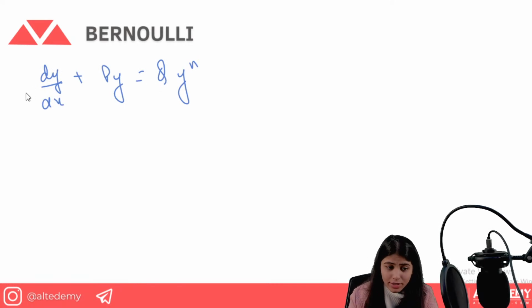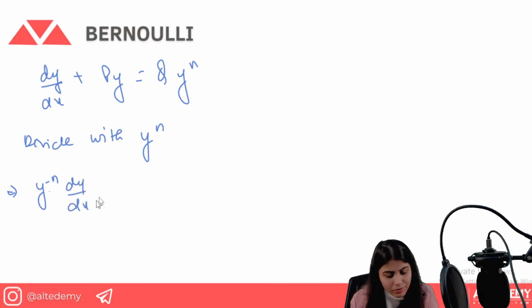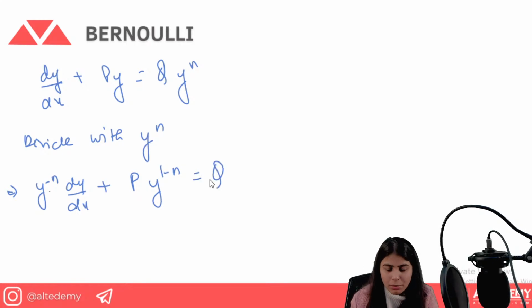So what we will do here is, if you know something, then you try to make that thing take that form. So we will divide the whole equation by y to the power n. What we get here is y to the power minus n dy by dx plus p y to the power 1 minus n is equals to q, because y to the power n gets cancelled out.